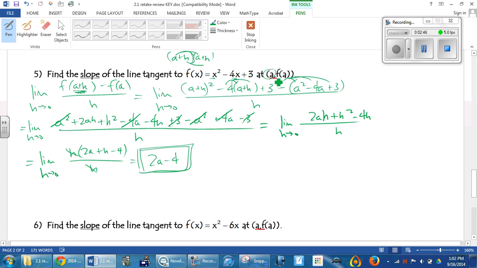So we could use any value for a to find the slope at that point. So if we want to find the slope when x is 2, put 2 in there, we get a slope of 0. If we want to figure out the slope when x is 5, put 5 in there, we'd have a slope of 6. So we can find the slope at any point on this graph just by plugging the x value in here.